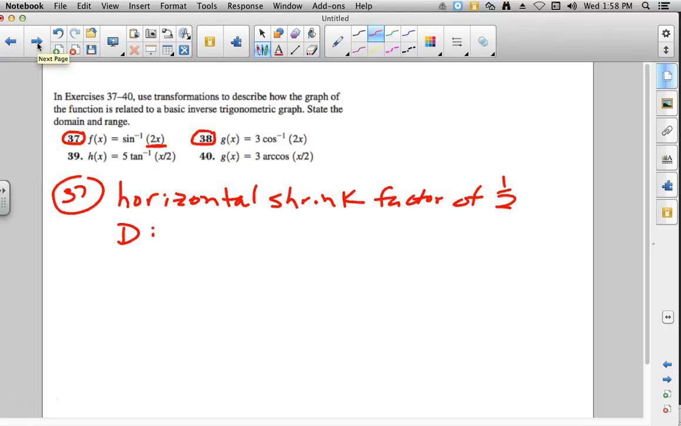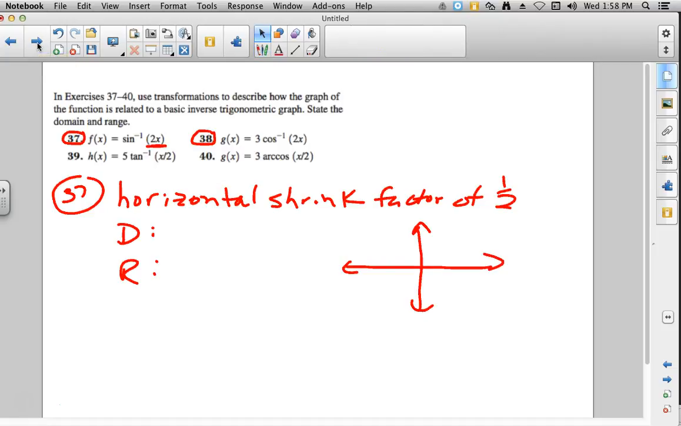So we want to think about what that's going to do to the domain and range in number 37. You might want to make a quick little sketch of what the graph looks like for inverse sine. Remember that one was quadrant 1 and 2, so negative pi over 2 to pi over 2, negative 1 and 1, switched positions, and the graph looks like so.